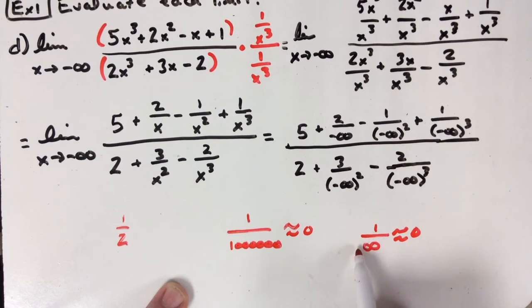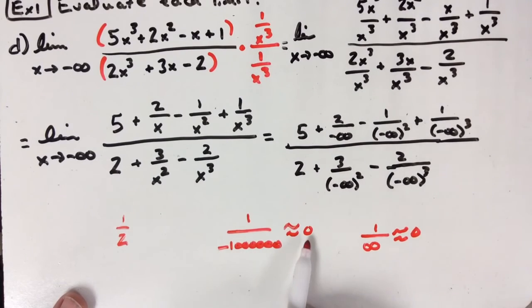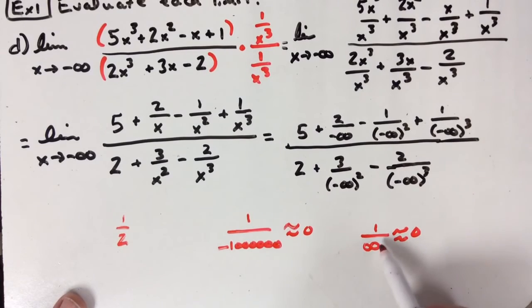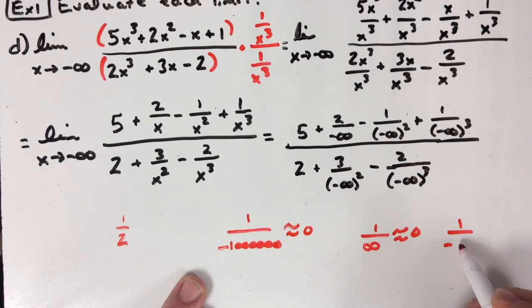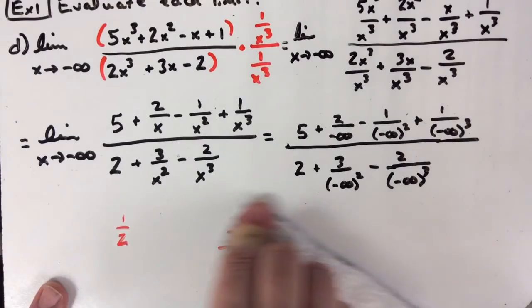And it actually doesn't matter. If you did 1 over a negative 1 million, that would be very close to 0 also, but it would just be slightly negative instead of positive. So same thing here. If you have 1 over infinity or 1 over negative infinity, both of those numbers are very, very, very close to 0. So we're going to finally use that idea that we talked about at the beginning to evaluate this big fraction.